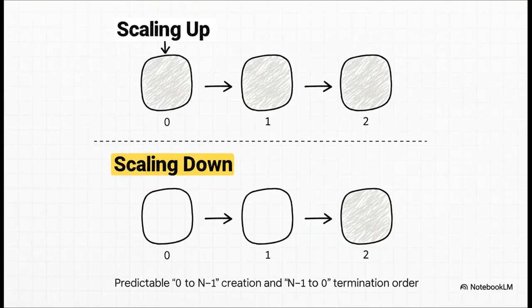When you scale up a stateful set, the pods are created one by one, in order. Pod 1 won't even begin to start until pod 0 is completely up and ready. And when you scale down, it happens in the exact reverse order. This predictable, graceful process is a lifesaver for things like database clusters, where the nodes depend on each other and have to be started and stopped in a very specific sequence.